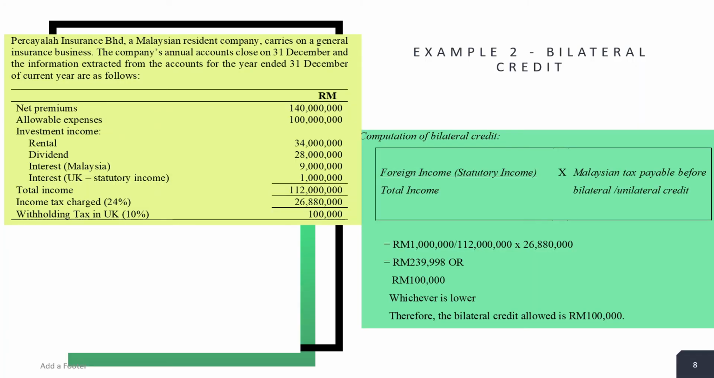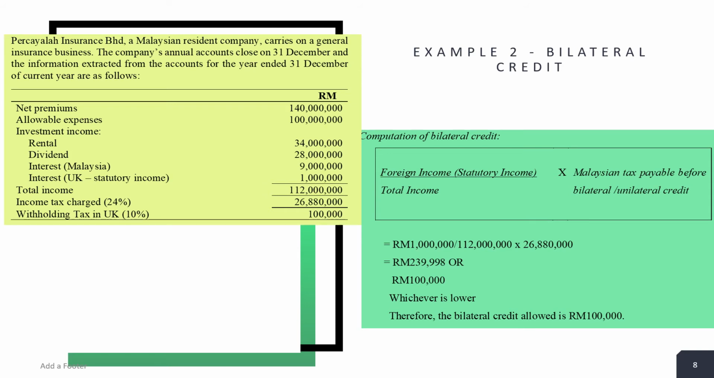Okay, there is one more example here. This one is simple because under this example, everything is given. This one is an insurance company: the income from net premiums, allowable expenses, and other incomes, rental, dividend, interest from Malaysia, and interest from UK. Total income is given, income tax 24% is also given to you, and withholding tax in UK 10% is also given. So you just apply the formula.